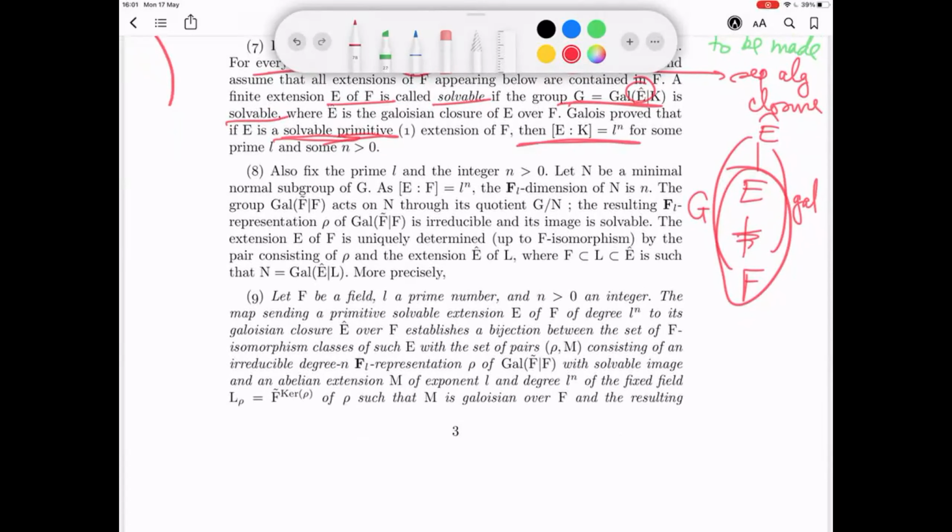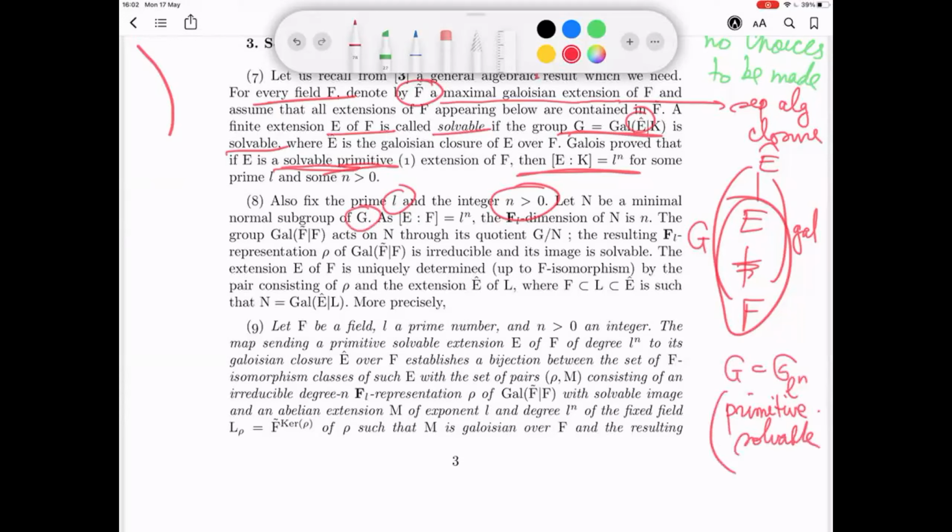Now, this G is going to be a subgroup of the symmetric group on L to the N letters. But what kind of a group is it going to be? It's going to be actually a primitive and solvable group, right? If our extension is a primitive solvable extension.